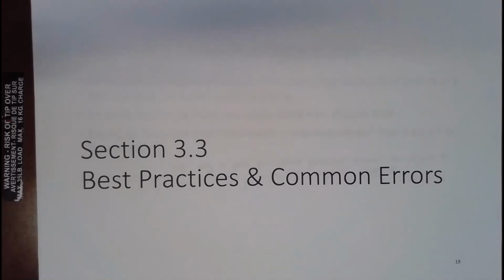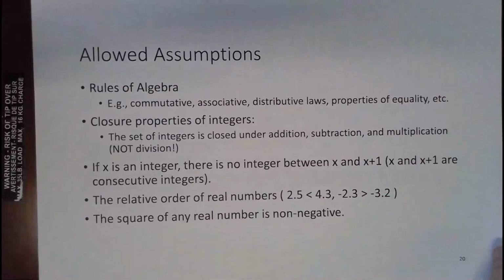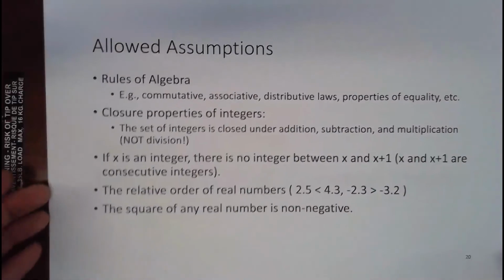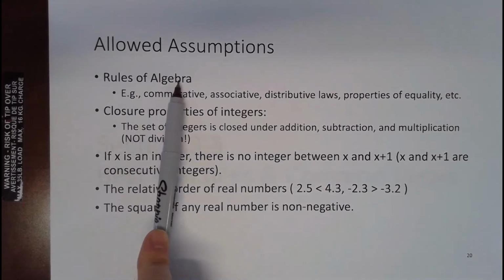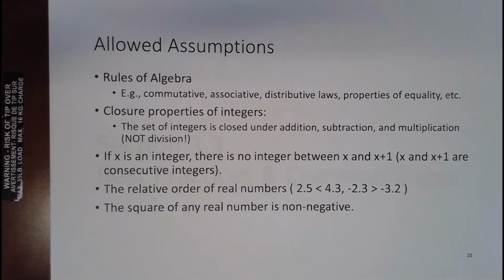Before we write proofs, we're going to quickly go through a couple of the best practices that the book points out. When we are writing proofs, we all have to agree that there are certain things we're allowed to use and certain things we're not allowed to use. We are allowed to use all the rules of algebra that we know: the commutative, associative, and distributive laws, any properties of equality like the addition property of equality and subtraction, factoring, anything from algebra.